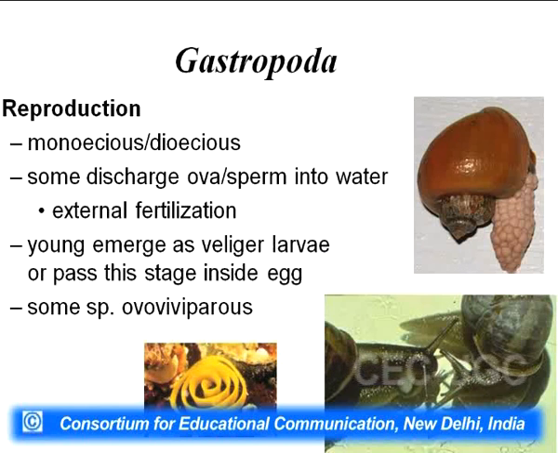Reproduction in the gastropods: they have both varieties, hermaphrodites where both the sexes are present together in the same individual, or the male and female sexes are separate. Generally external fertilization takes place as ova and sperm are discharged into water. In case of snails, development is direct, it means no larval stage, but in some cases a veliger larva is present.